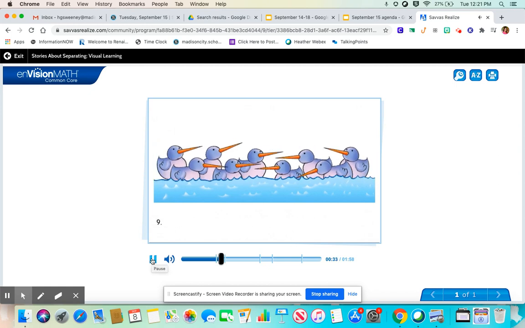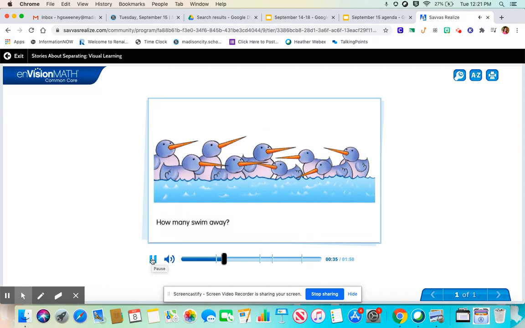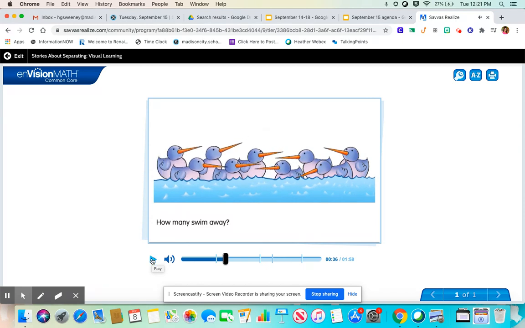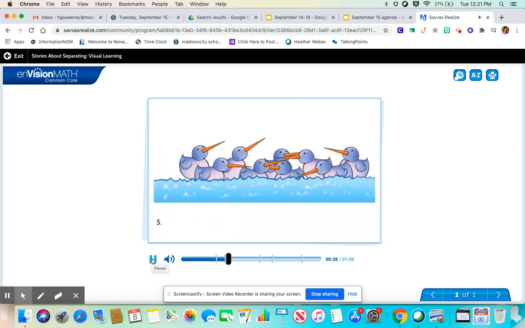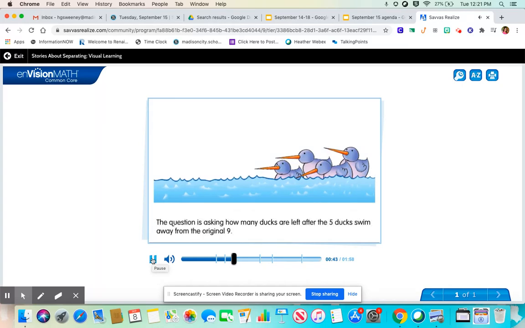9. How many swim away? Okay, so they say how many swim away, and they highlighted this group right here. So I want you to then write down how many swim away in your math notebook. Five. The question is asking how many ducks are left after the 5 ducks swim away from the original 9.